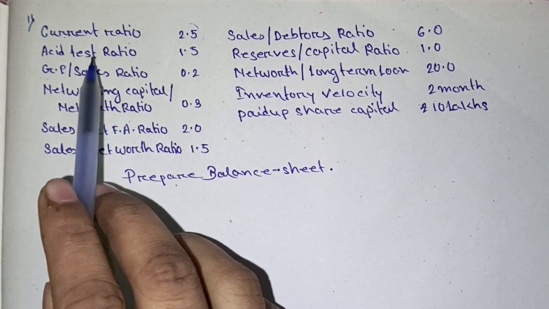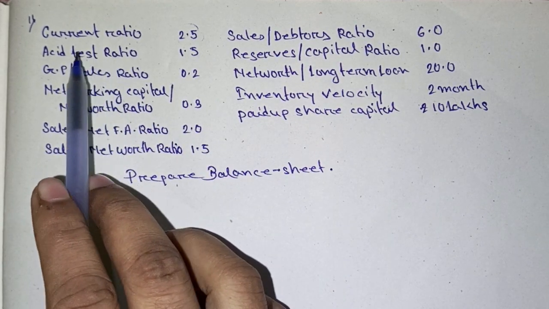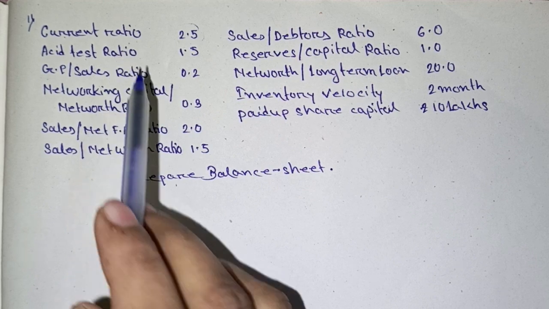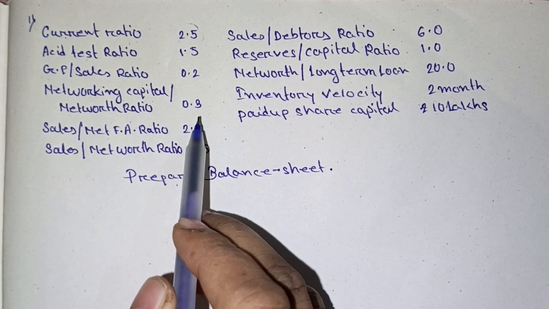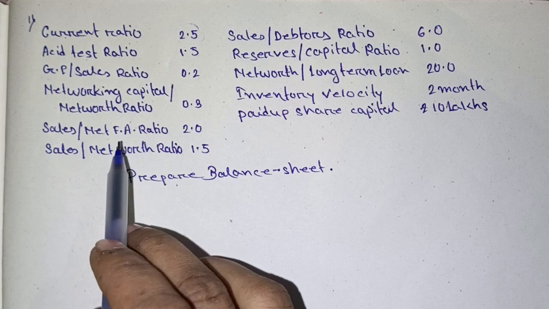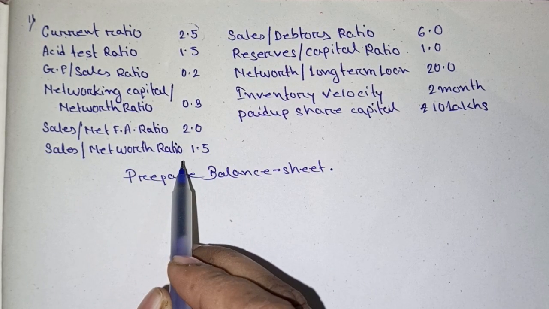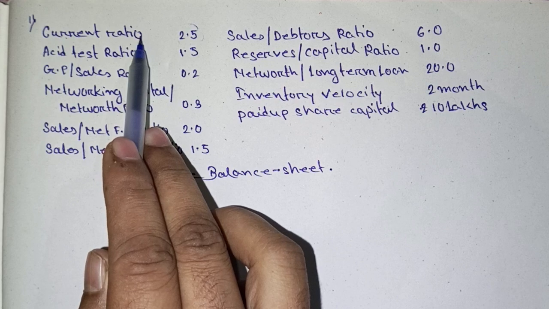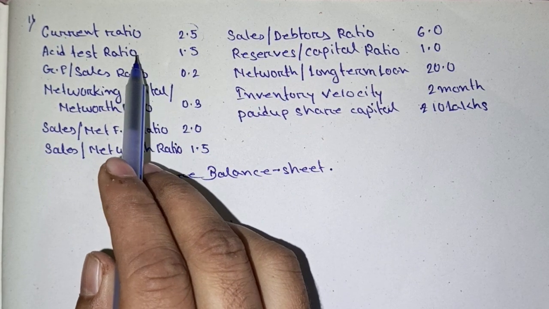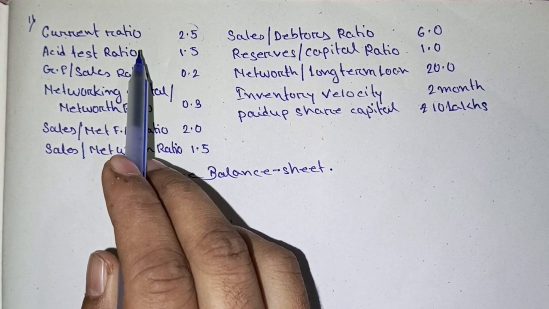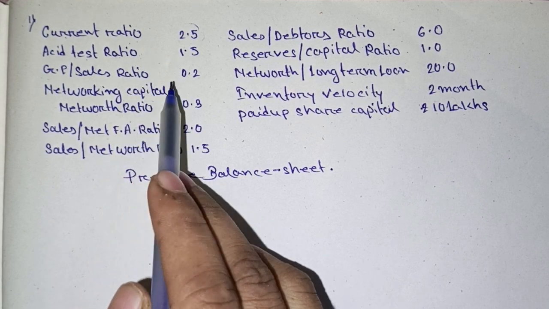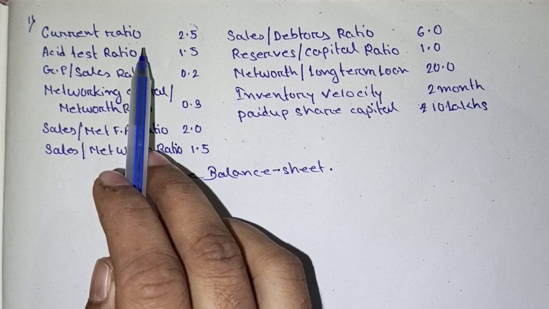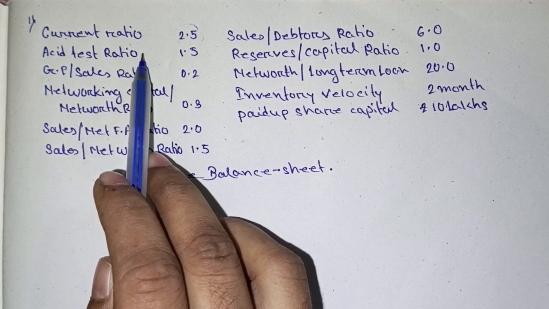Then acid test ratio. What is the meaning of acid test ratio? Acid test ratio means current asset minus inventory divided by current liability. It is similar to current ratio, but the extra item is minus inventory. So inventory is the extra item in the acid test ratio.